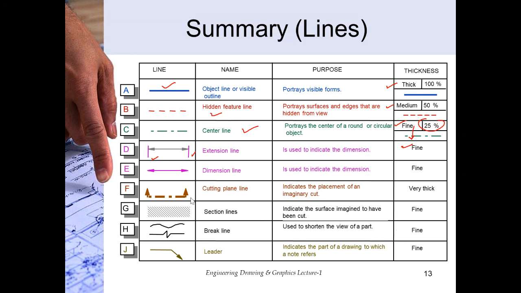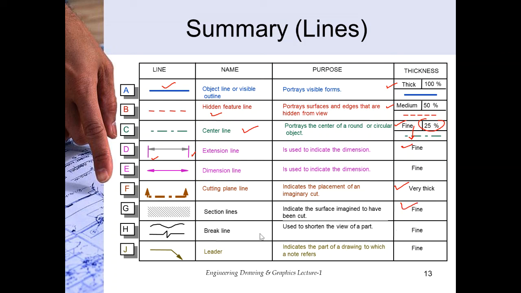And then there is a cutting plane line. Like I already told you, the cutting plane line is also made of a combination of long dash and small dash, but the last two dashes are thicker than the other ones, and it indicates the placement of an imaginary cut. Its thickness is pretty thick. Then we have the section lines, which indicate the surface imagined to have been cut. Wherever your cutting plane touches your surfaces, there you place section lines. The thickness is fine.